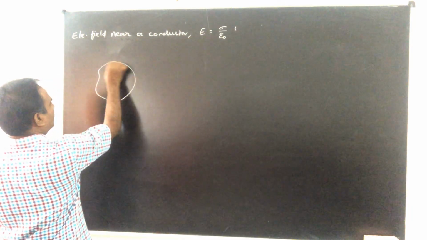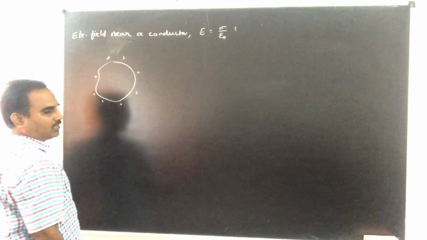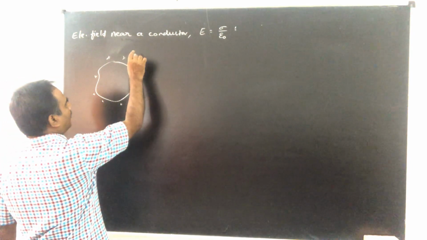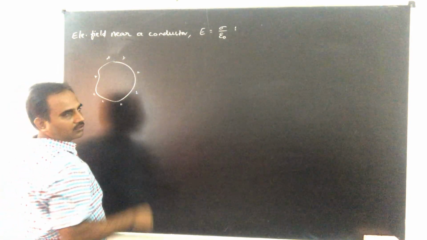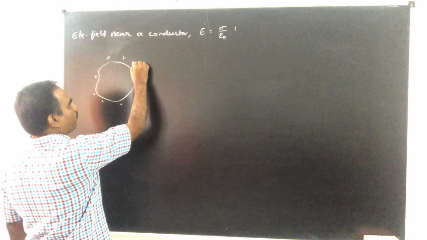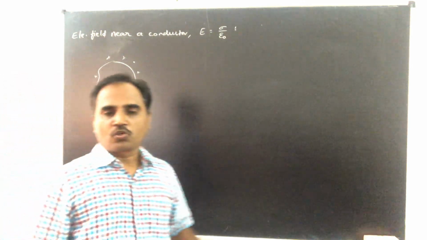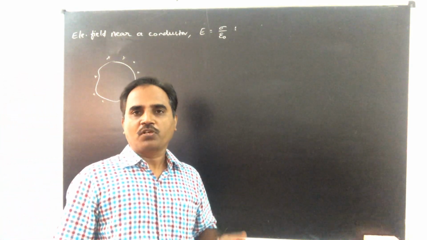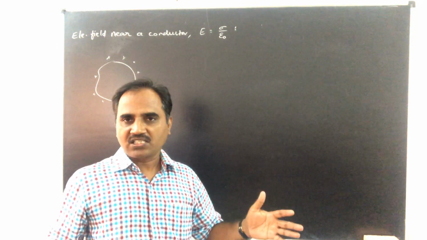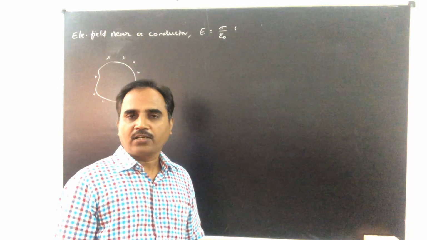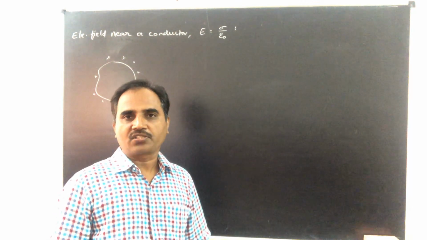Here you consider a charged conductor like this. I want to find the electric field at a point near the conductor or on the conductor. So this is the point P where I want to find this electric field. To apply Gauss law, first you consider a Gaussian surface. You find the flux through the Gaussian surface and the charge enclosed by it. Using Gauss law, by comparing those two, you can find the electric intensity. That is the standard procedure.